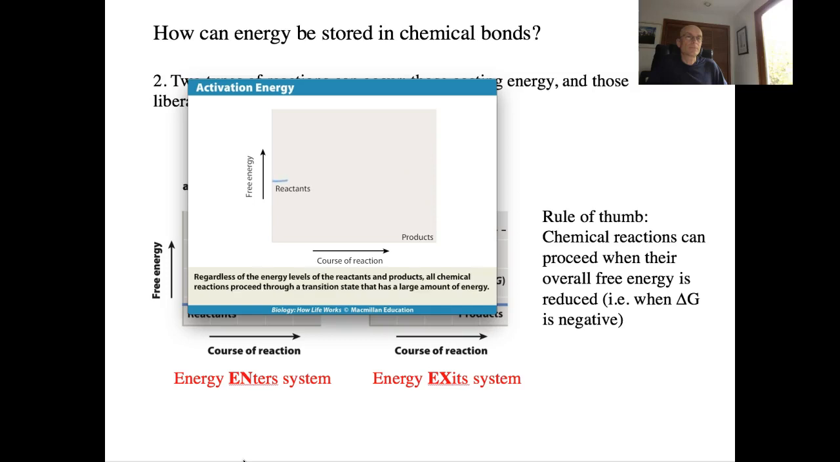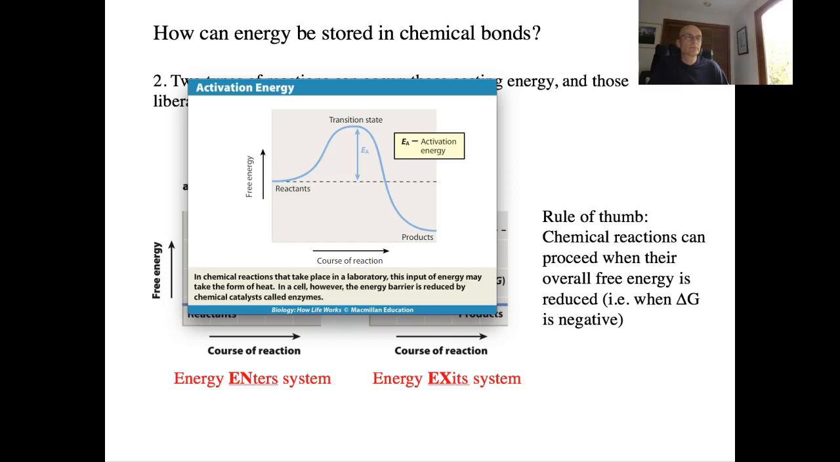Regardless of the energy levels of the reactants and products, all chemical reactions proceed through a transition state that has a large amount of energy. The transition state is an intermediate, highly unstable stage between reactants and products in which old bonds are breaking and new ones are forming. The difference in energy between the transition state and the reactants is called the activation energy. It represents an energy barrier. All chemical reactions, whether they consume energy or release energy, require an initial input of energy to overcome this energy barrier. In chemical reactions that take place in a laboratory, this input of energy may take the form of heat.